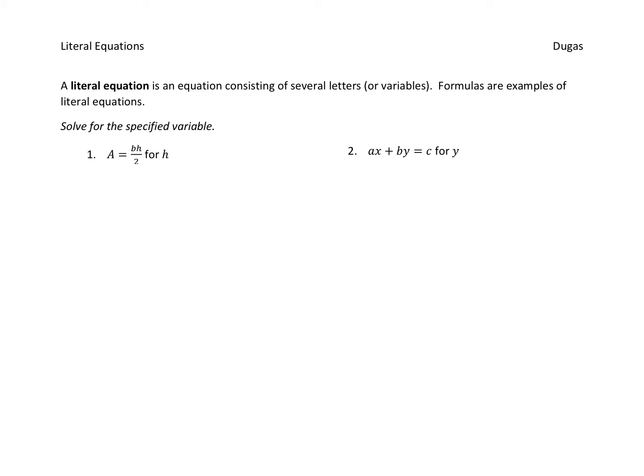That means, like in example 1, we have this formula. This is actually the area of a triangle. Right now, it's solved for A because the A is the one that's by itself, right? A is isolated on the left-hand side of the equal sign. But what they want us to do is solve for H. That means we want H to be the variable that's by itself and everything else on the other side. That is the goal here.